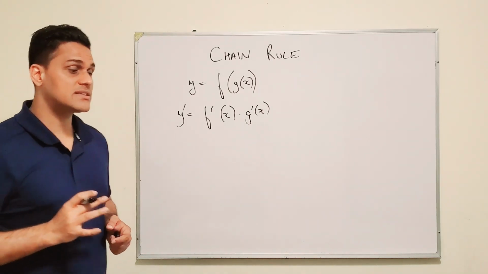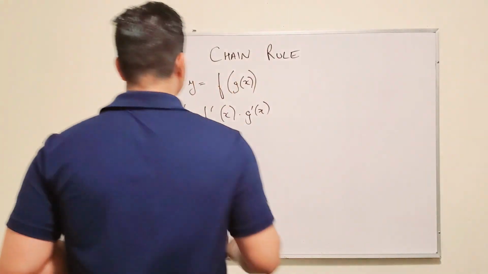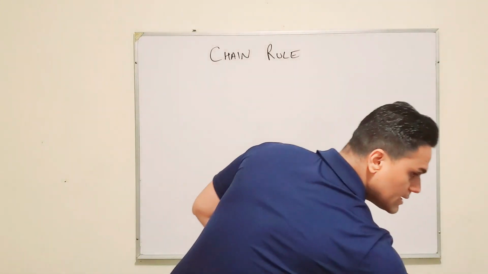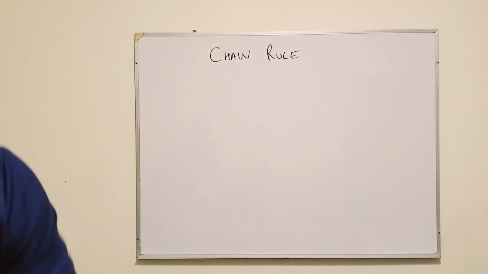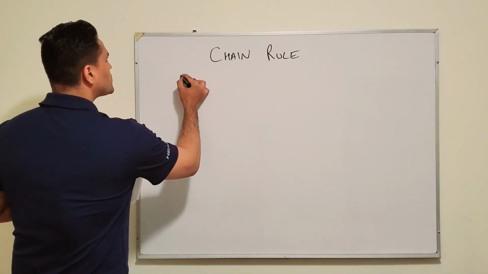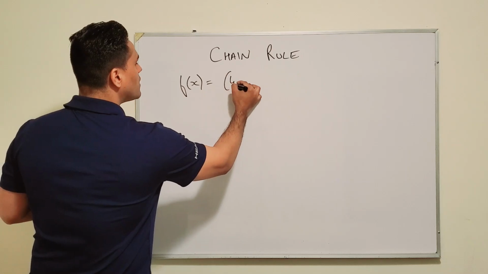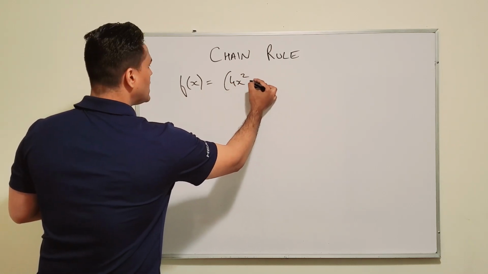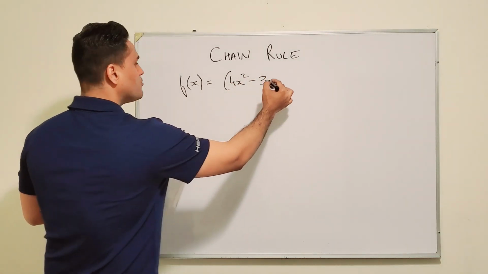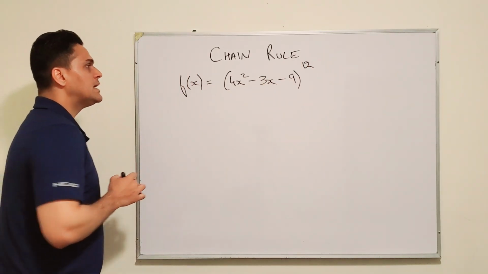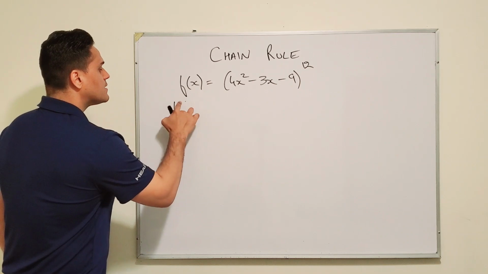So let's get into the examples, folks. We're going to get into the examples. So my f of x is 4x squared minus 3x minus 9 raised to the power 12, okay? We want to get the derivative of that.